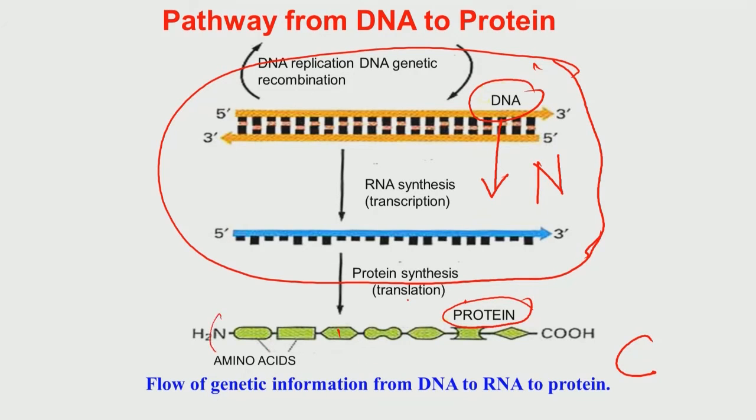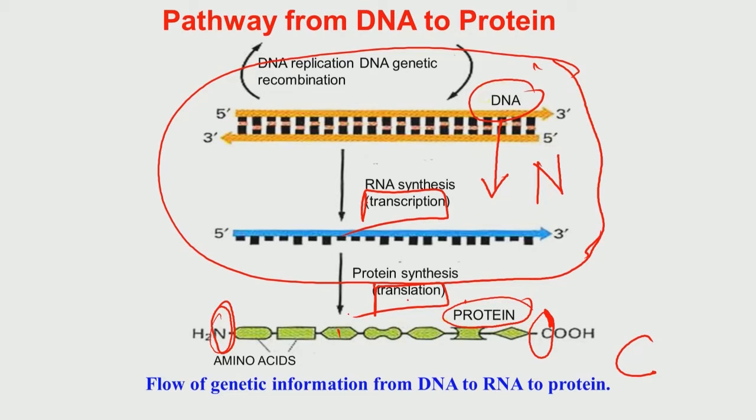As I have mentioned to you before, in a given protein molecule, the N terminal will always be kept at the left hand side and the C terminal will always be kept on the right hand side. So, this is DNA to RNA and RNA to protein. The first one is the transcription process and the second one is the translation process.